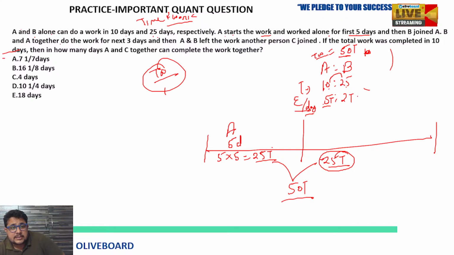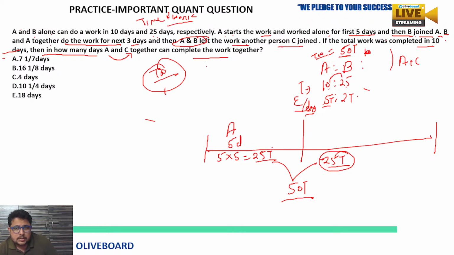Now after this, B joined. A started the work and worked alone for 5 days. Then B joined A. B and A together did the work for the next 3 days. Then A and B left the work, and another person C joined. If the total work was completed in 10 days, so the whole work is getting completed in 10 days, then in how many days can A and C together complete the work? So you have to find out A plus C will complete the work in how many days.